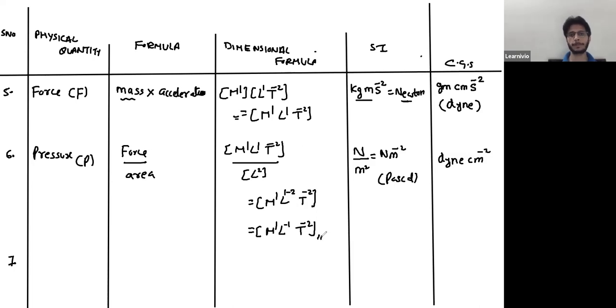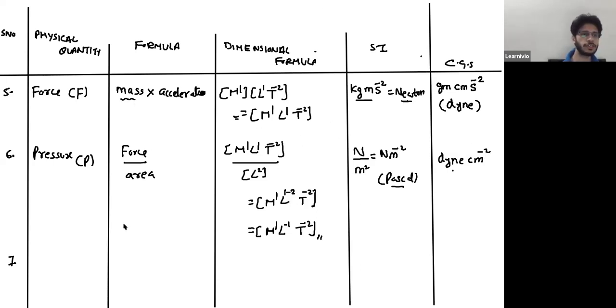Clear up to this point? Yes, sir. Dyne has no symbol, so we already write it like this. Okay, sir. Now, if we consider unit, then force is Newton, area is meter square. So that's Newton by meter square. So it's Newton per meter square. And this Newton per meter square could be written as Pascal. When you take CGS, instead of Newton, we consider dyne. Instead of per meter square, we write per centimeter square.